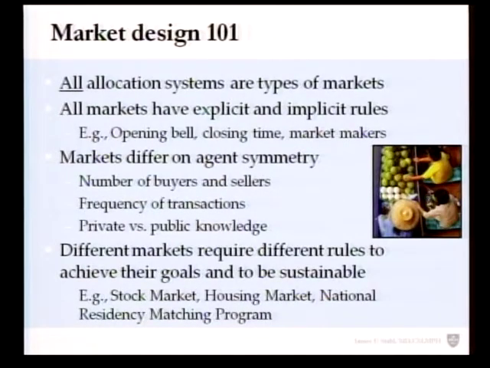So, a little market design 101. I don't want to make your eyes glaze over, but I need to discuss a little bit about what allocation is and how we actually do it. All allocation systems are types of markets, and all markets have explicit and implicit rules. An explicit rule in a stock market might be the opening bell and the closing bell: things have to be open and closed. An implicit rule in a stock market would be things like market makers, people who have gained certain prestige and informal roles that allow them to guide some of the market.